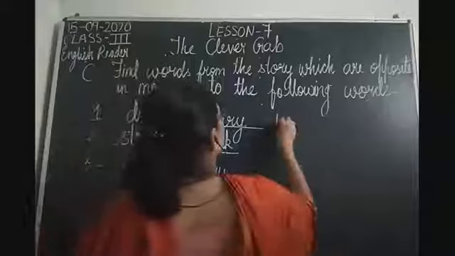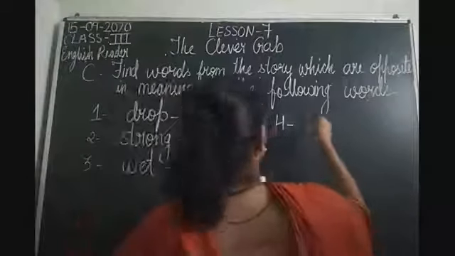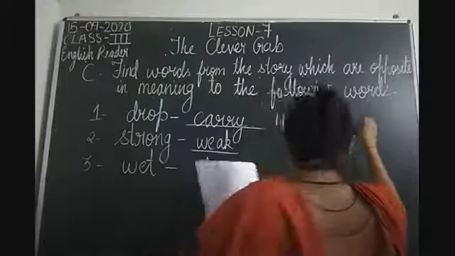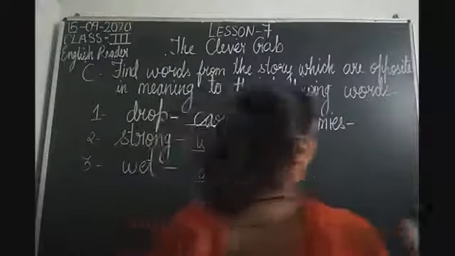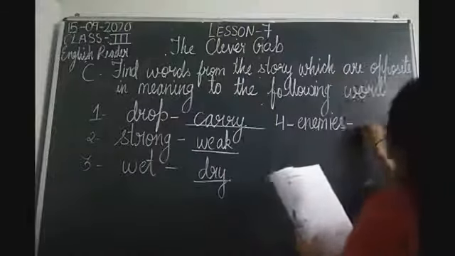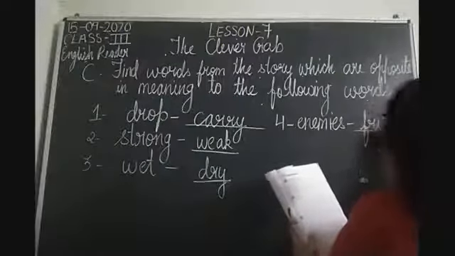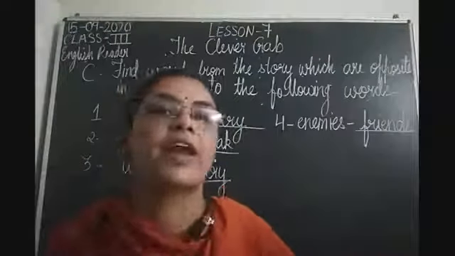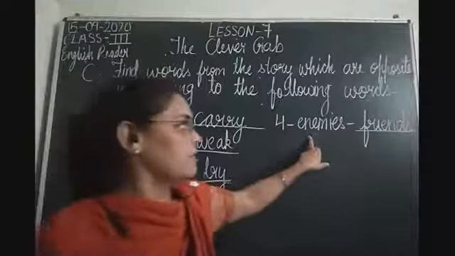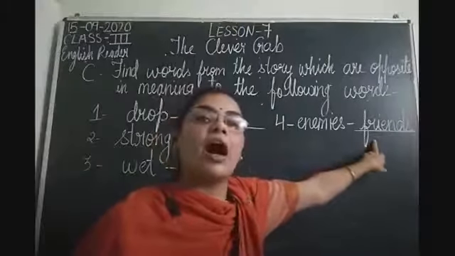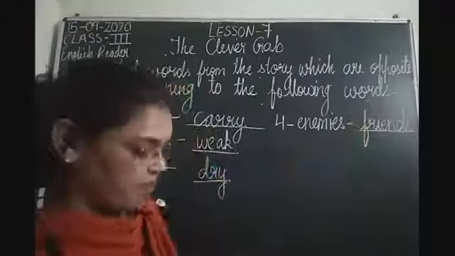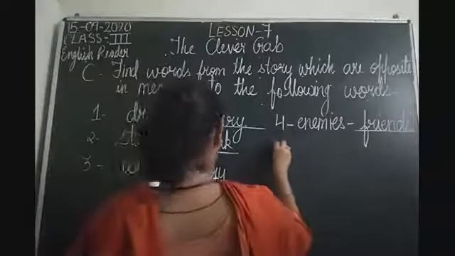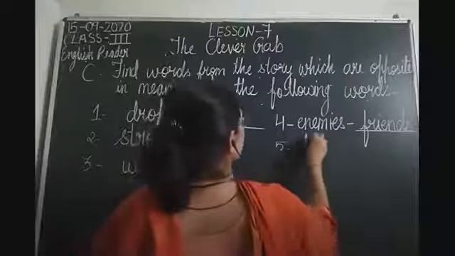Then the fourth word is enemies. Everyone knows the meaning of enemies, दुश्मन, right? And what is the opposite of enemies, beta? Friends. Enemies, friends. F-R-I-E-N-D-S, friends.